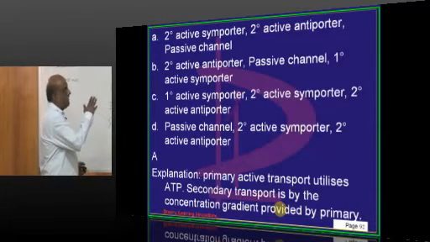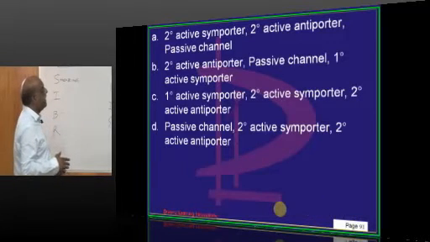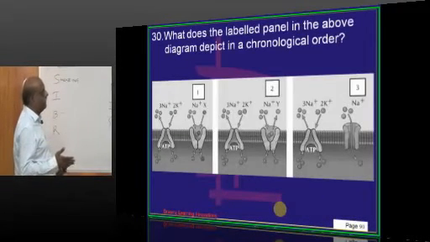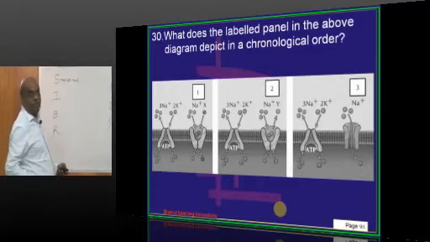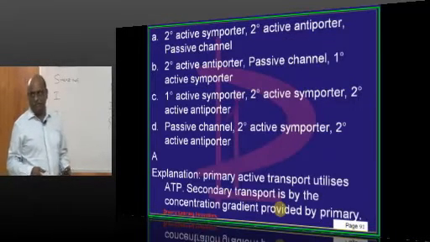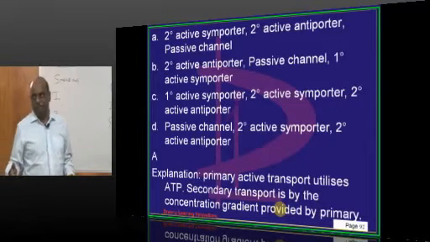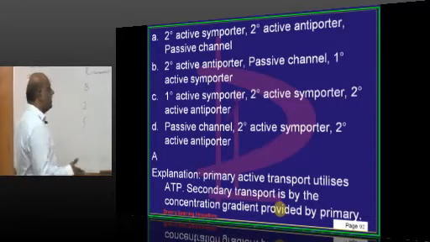So the secondary active symporter, the other is secondary active antiporter, the second type. The third type is an example of a passive channel. So primary active transport utilizes ATP. And what is secondary active transport?